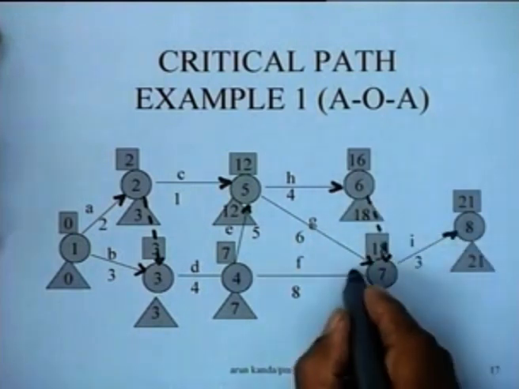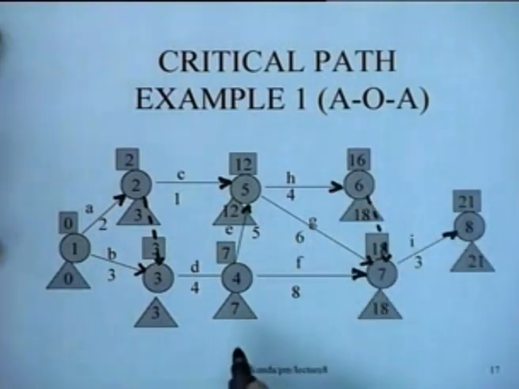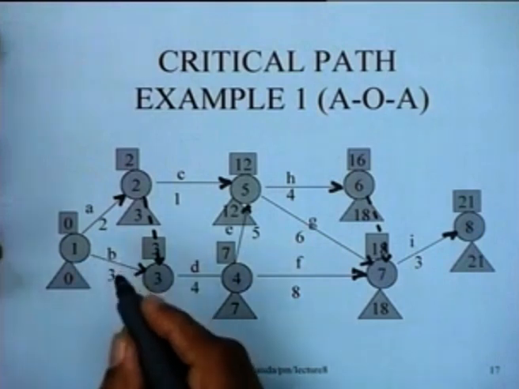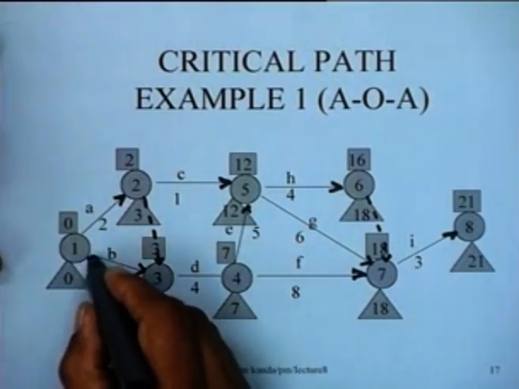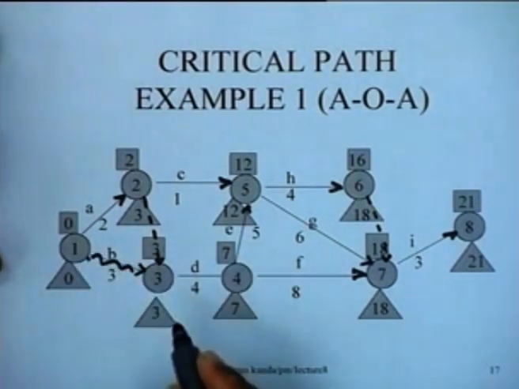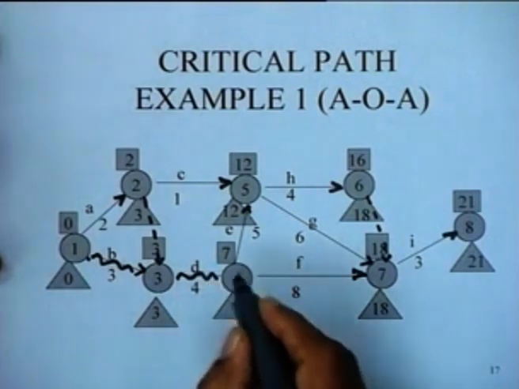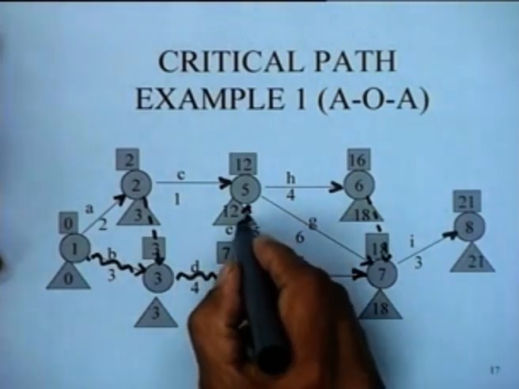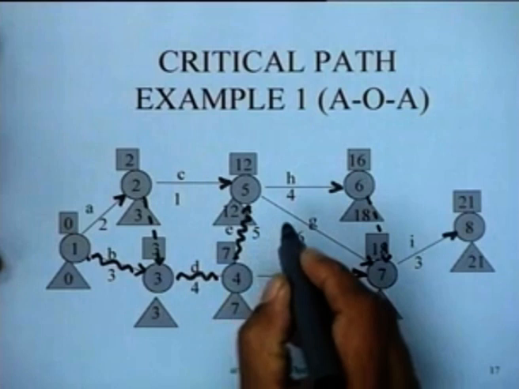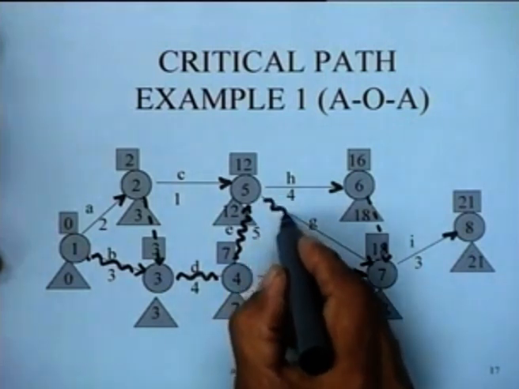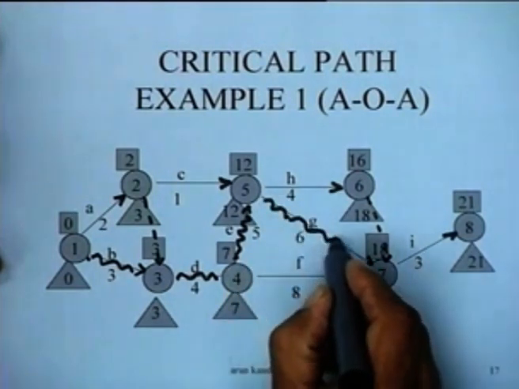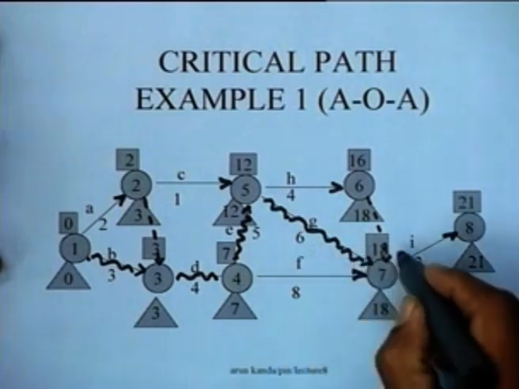Now, if you look at this project network, of course, how would you identify the critical path? Remember, we just did the analysis, and the critical path would be something like this. Activity B was critical, and thereafter D was critical, then E was critical, activity G was critical, and finally I was critical.